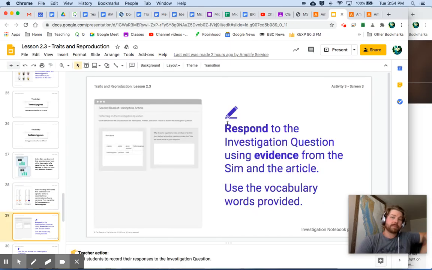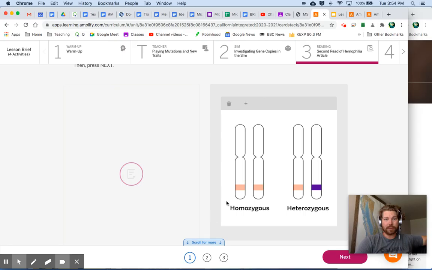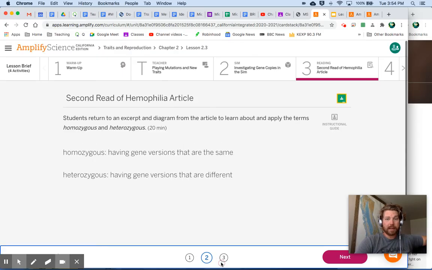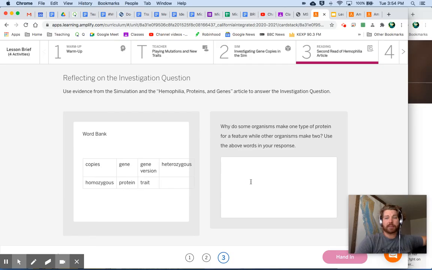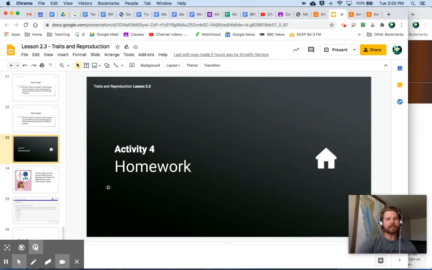Now we want to respond to our investigation question using evidence from the sim and the article, using the vocabulary words provided. This is in activity 3, part 3 of activity 3, and there's a nice place for you to go ahead and write your response. Please do try to use all of these terms. Why do some organisms make one protein for each other? You're going to have to talk about genes, gene versions, use those new terms that we have, homozygous and heterozygous, and then come back to me.